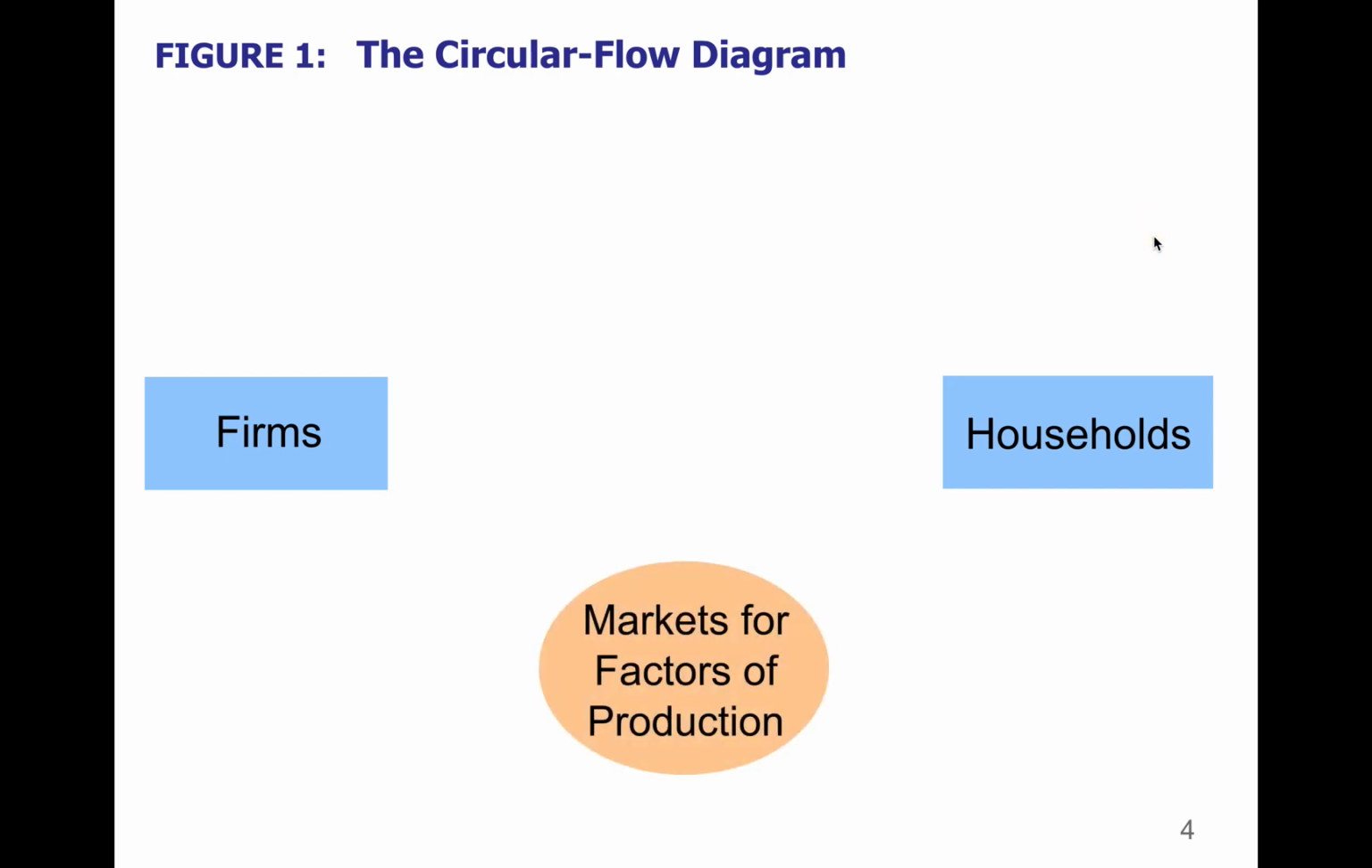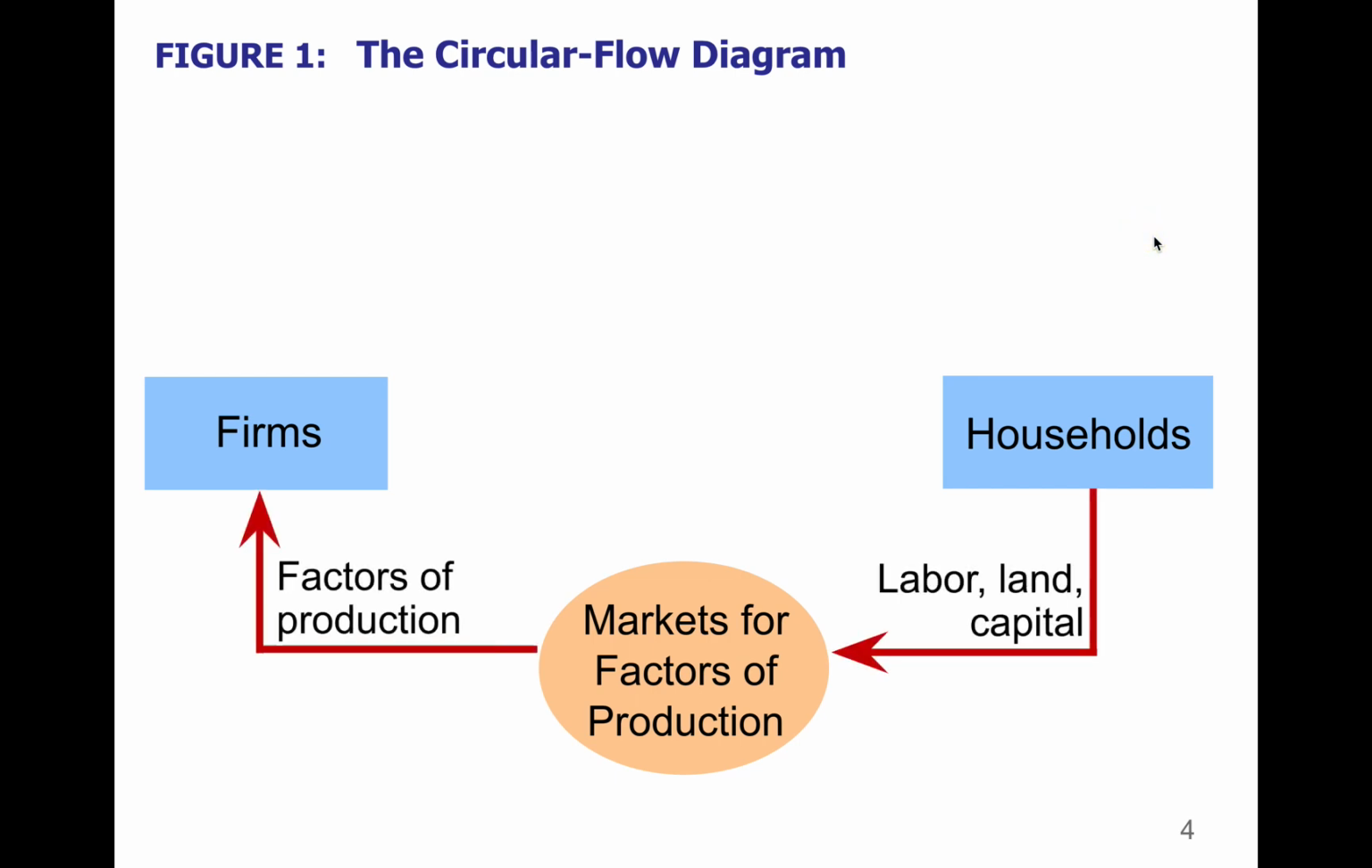So here's the beginning of what this looks like. On the right-hand side, we have households. These are people or individuals. And the left side, we have firms, which are businesses. So people can sell their land, labor, or capital.